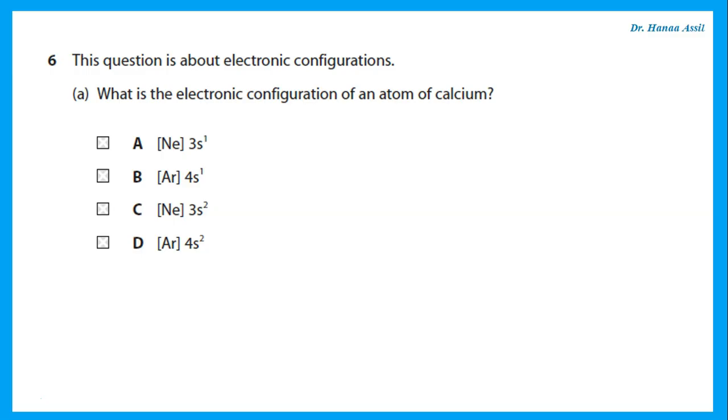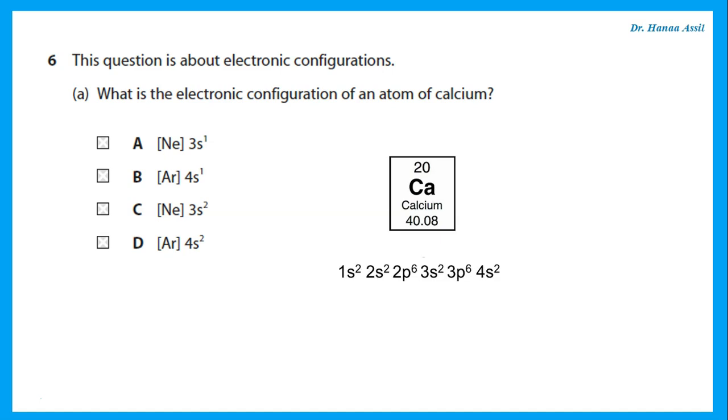This question is about electronic configurations. What is the electronic configuration of an atom of calcium? Again, how do we write electron configuration? Remember, we look at the periodic table. Calcium has 20 electrons. The smaller number, of course, is the atomic number. Now, how do we distribute 20 electrons? 1s2, 2s2, 2p6, 3s2, 3p6, 4s2.